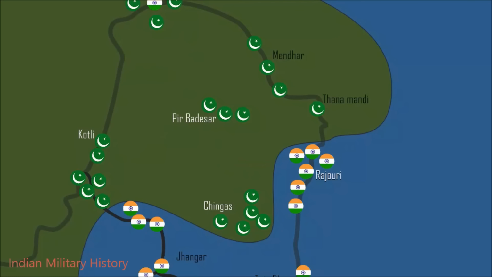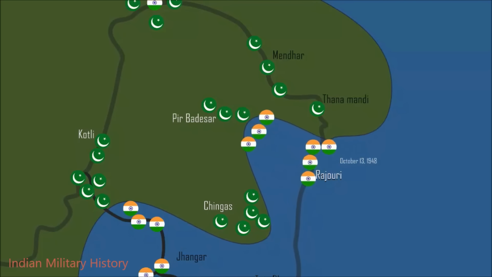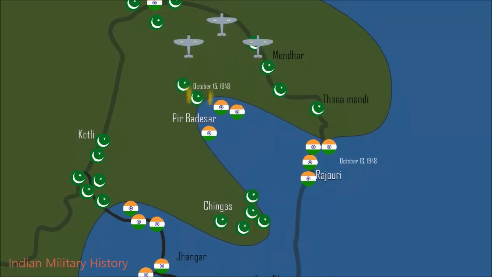Phase 1 to capture Pir Badesar began on October 13, 1948. And after 2 days of intense fighting with the enemy, Pir Badesar was captured on October 15, 1948. Because of this victory, now the Indian side had outflanked the enemy at Chingas, protected their base at Rajouri, and posed a direct threat to Kotli.